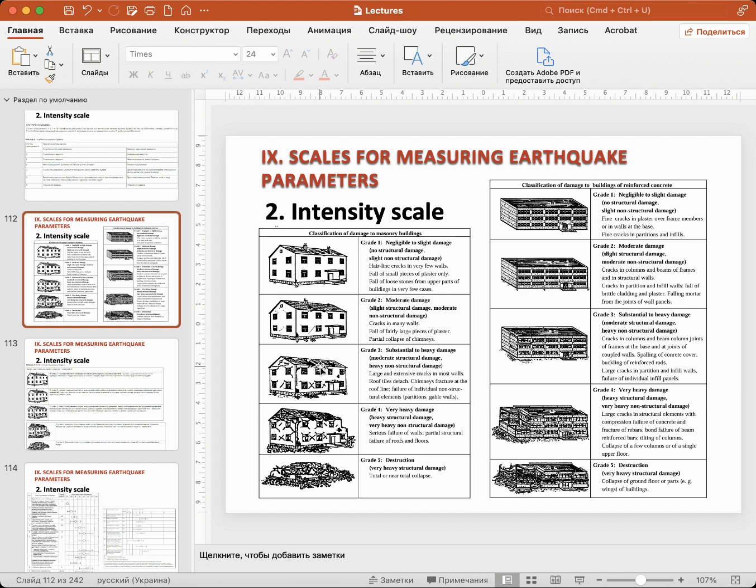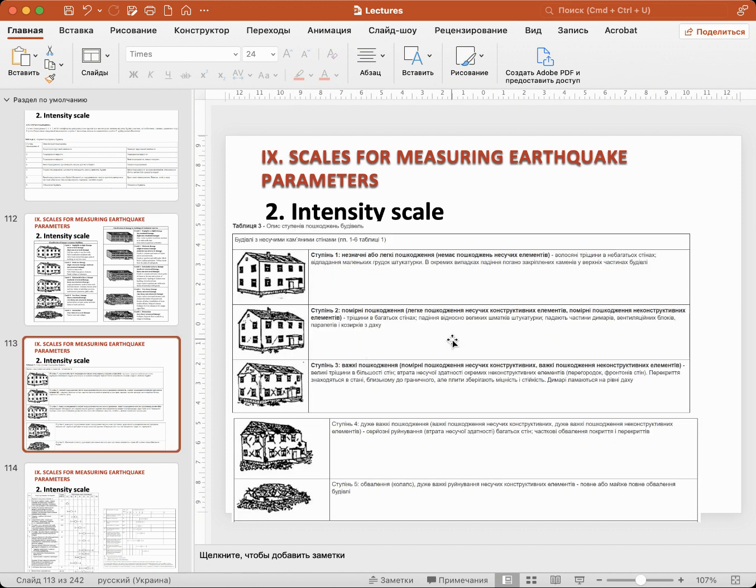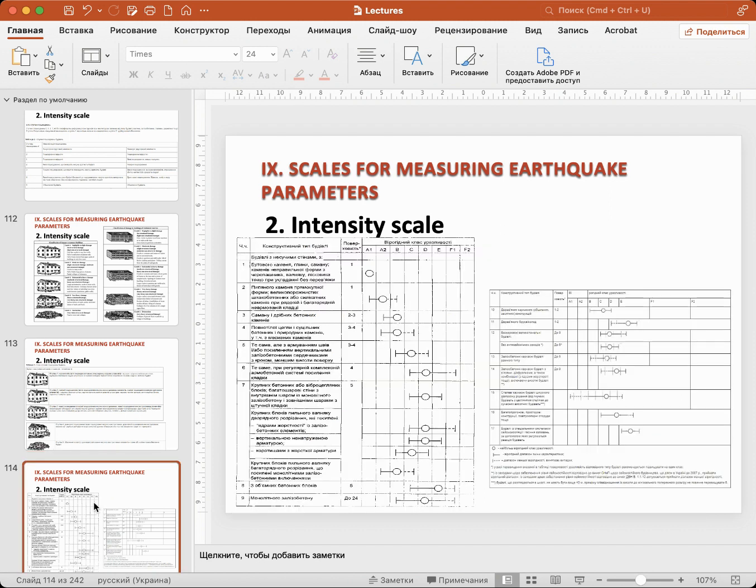When we were talking about the first slide, where we found in Italy these cracks between windows, this gives us the ability to conclude that the grade of damage in this case was 3. It is the same situation in the Ukrainian building code and the Ukrainian intensity scale. Vulnerability classes you can find here from A1 to F2.